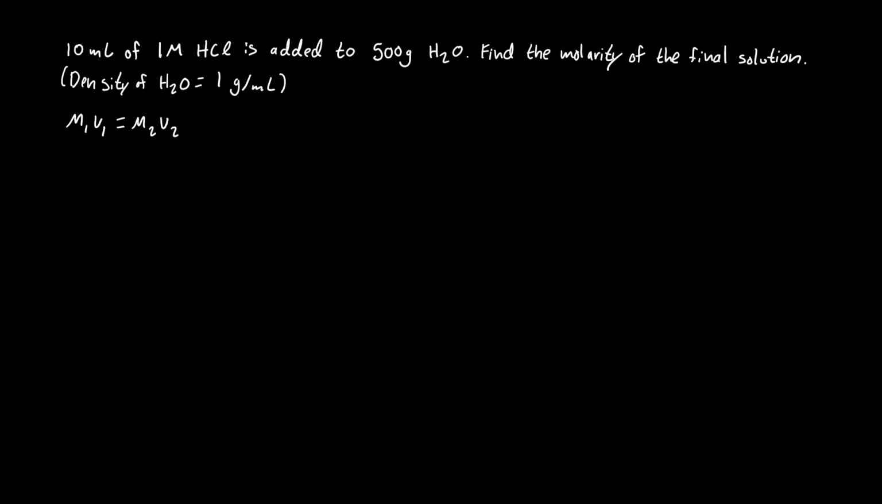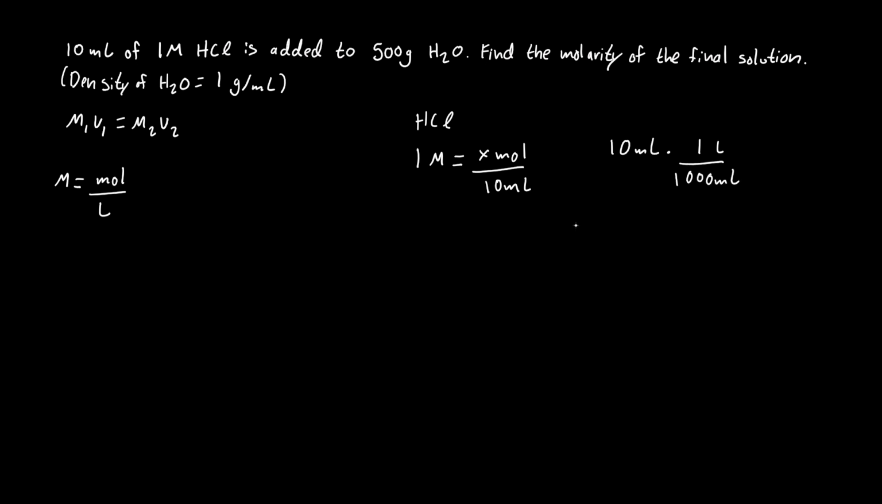So first we need to find the number of moles of HCl, because we want the molarity for the final solution. So remember, molarity is moles divided by liters. So first we need to find the moles of HCl. So we're given that for HCl we have a 1 molar solution, and so we want to know the number of moles, and then we're given 10 milliliters. And so converting our 10 milliliters to liters, since there's 1,000 milliliters per liter, gives us 0.01 liters. So let's substitute that in.